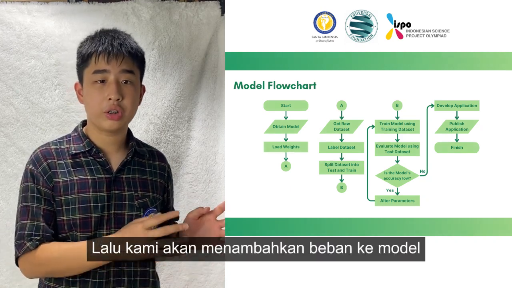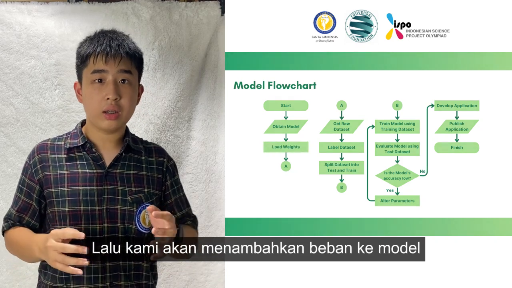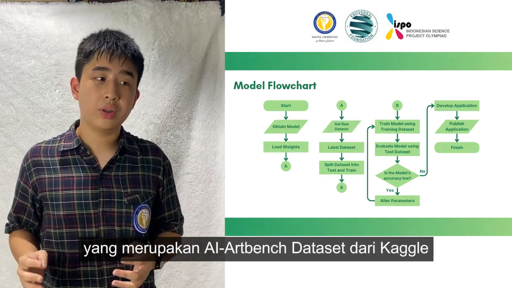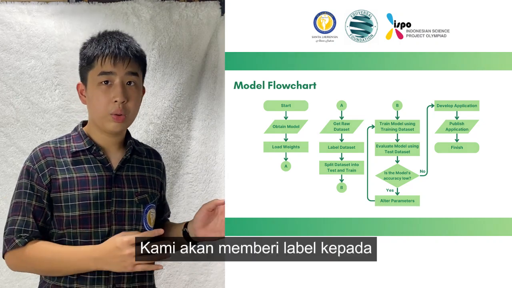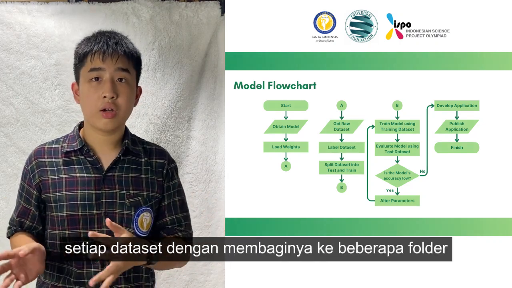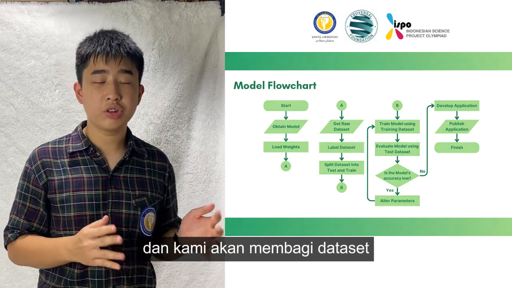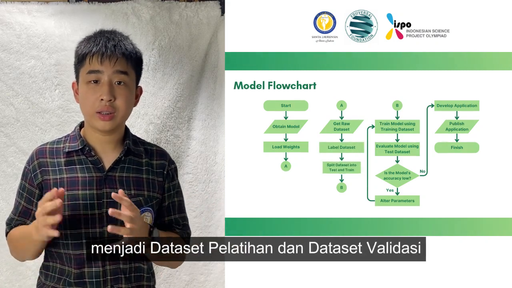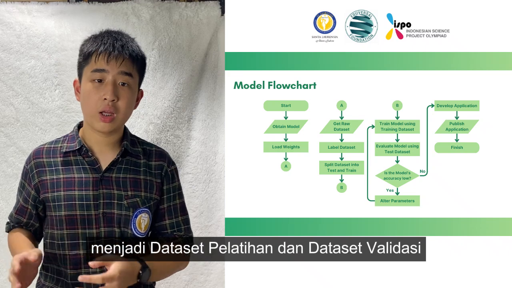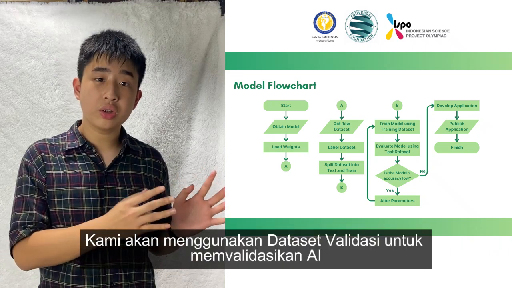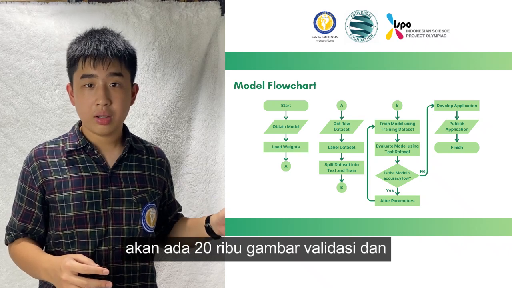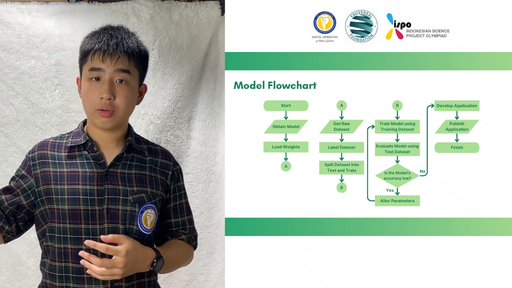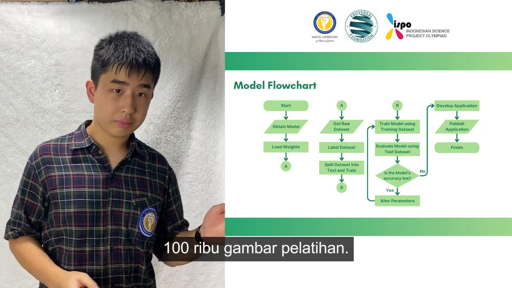Then we will load the pre-trained weights, and then we will get the raw dataset, which is the AI Art Bench dataset from Kaggle. We will label each dataset by organizing it into separate folders, and we will split the dataset into a testing and a training dataset. We will also use the testing dataset for validation. There will be 20,000 testing images and 100,000 training images.